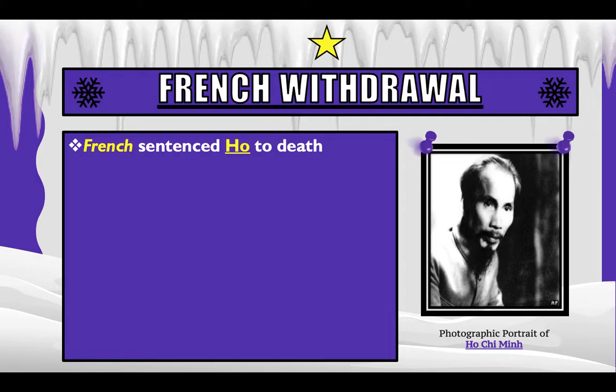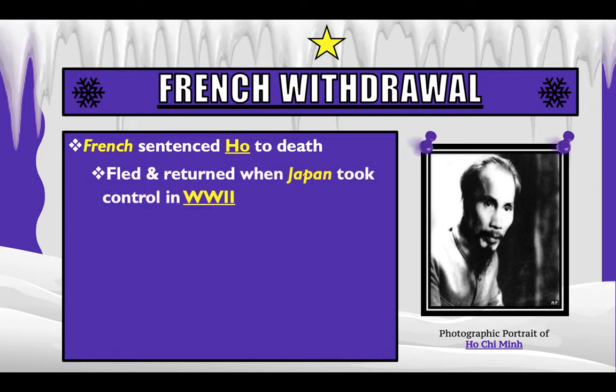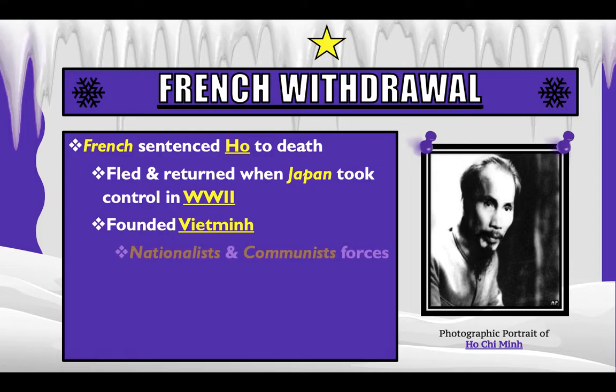So the French sentenced Ho to death for spreading anti-French rhetoric, for causing violence and upheaval. During the World War II era, he's actually going to return from fleeing after Japan takes control of the region during their imperial push into Asia, and he's going to found an organization called the Viet Minh. The term Viet Minh obviously takes its name from Vietnam, and then of course Ho Chi Minh. So this group is basically the combined forces of nationalists, those who want to break free of France, and also communists in the region who want to change their government.